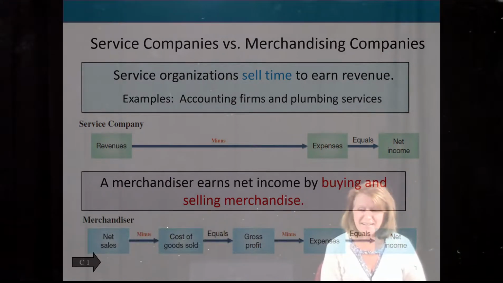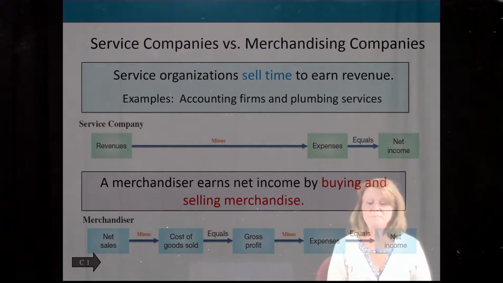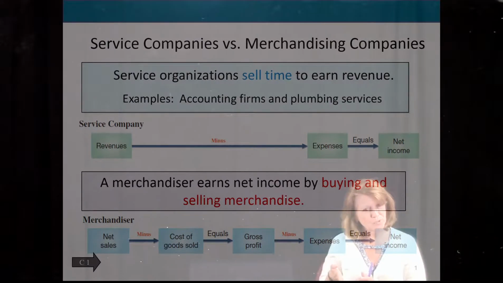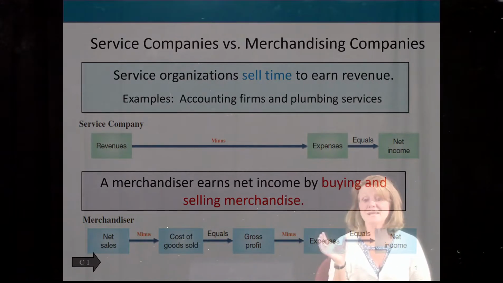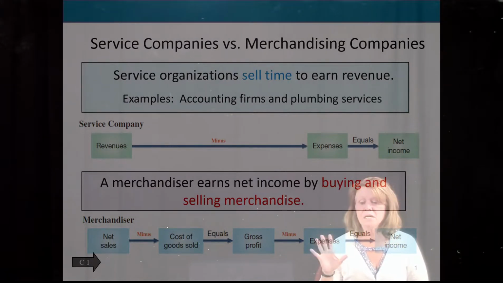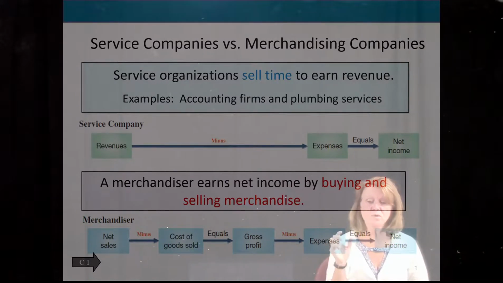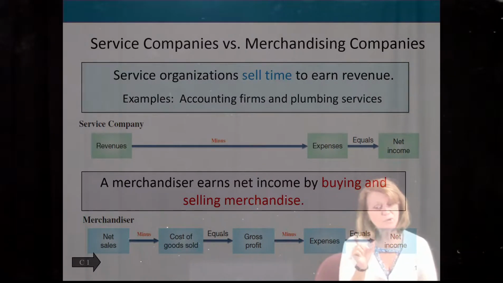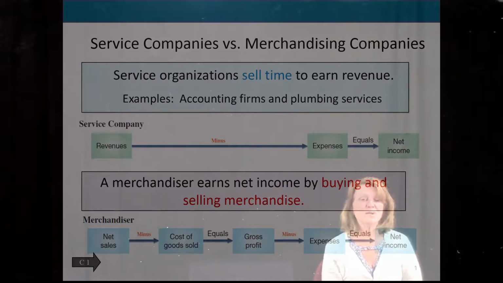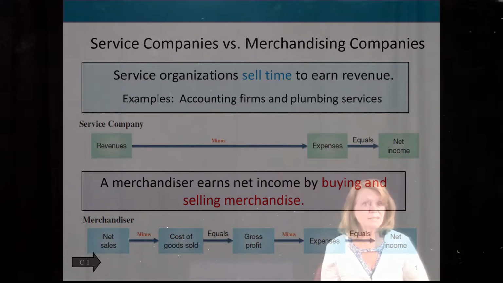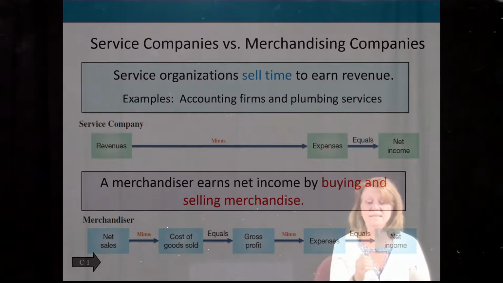But a merchandiser earns net income by buying and selling merchandise. So we've got the cost of those goods that they've purchased, and we have to figure that into the equation. So we start out with net sales, not revenue. Net sales minus the cost of goods sold equals gross profit. Remember that word, gross profit. Then you subtract expenses, those expenses you already understand, like rent, utilities, cleaning costs, and they equal net income.